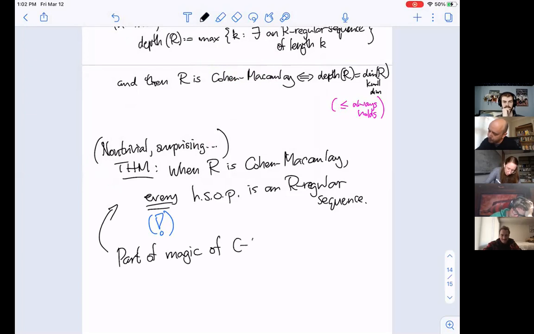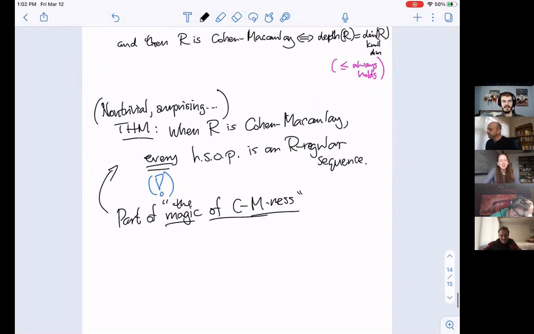And we're going to stop writing Cohen-Macaulay. By now we've written the word a billion times, and we're just going to say CMness. The magic. It's like being at Disney World. Okay, time for some examples. Whoa, that was a lot of theorems, propositions, definitions.